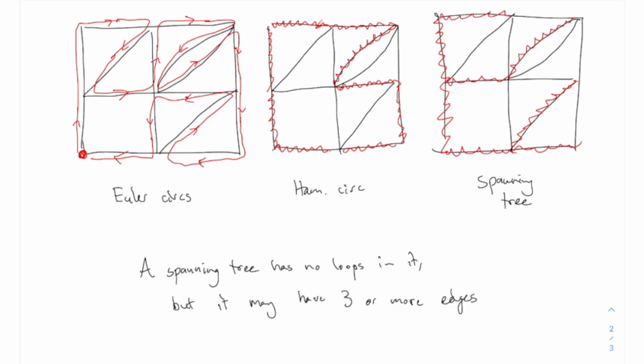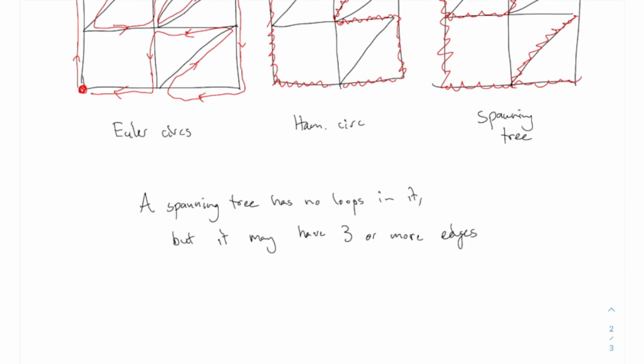This is not allowed in a Hamilton circuit, but it is allowed in a spanning tree, and in fact, it almost always has to happen in a spanning tree. It may have 3 or more edges meeting at a vertex. All right.